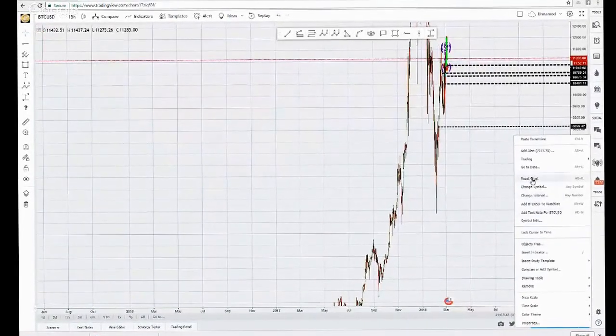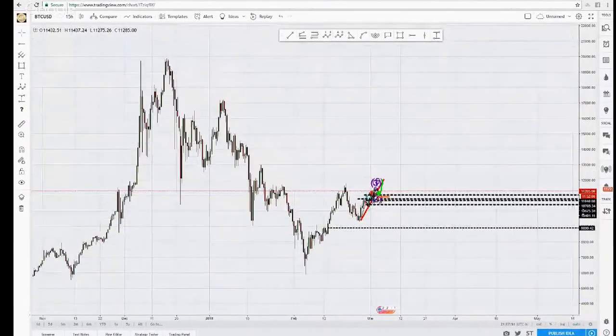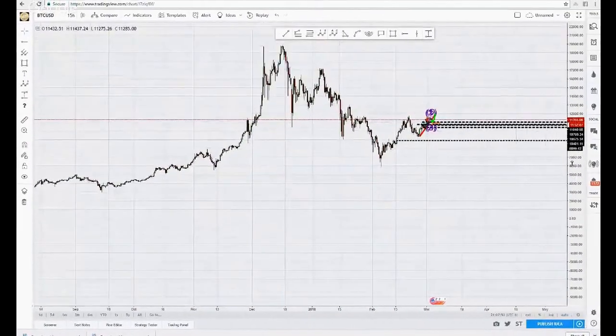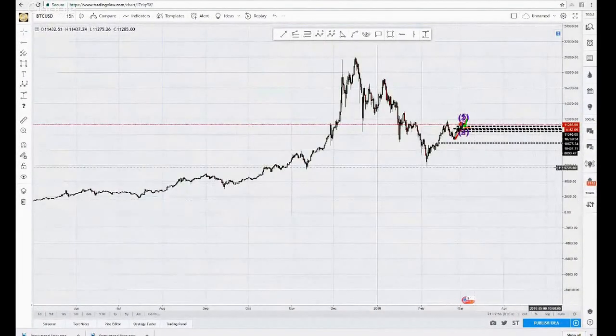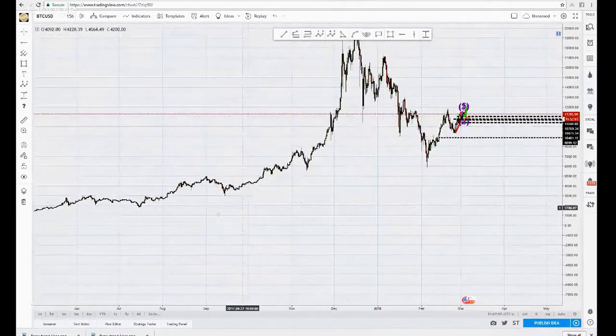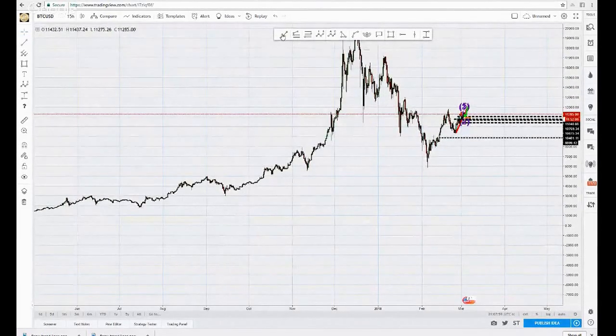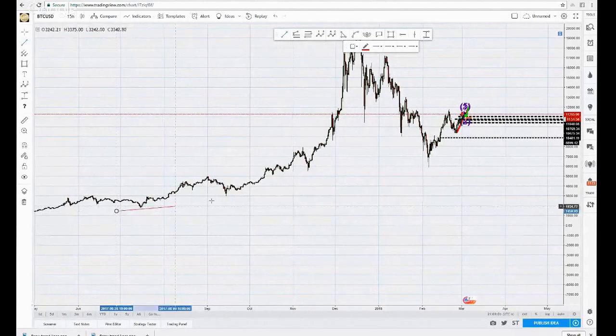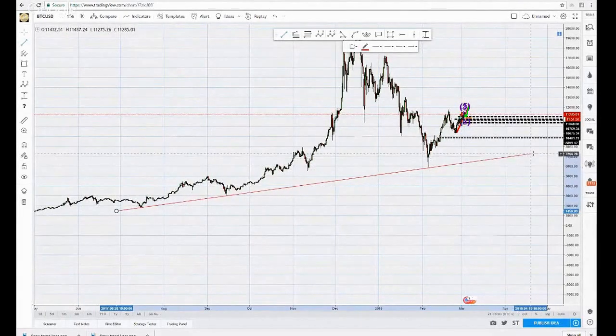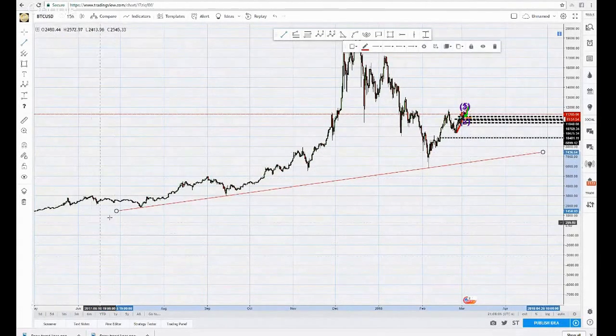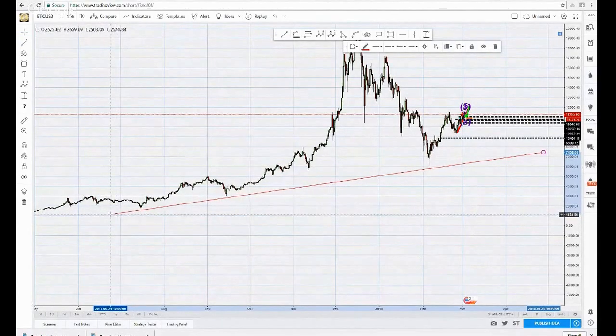I'm going to reset this. Okay, so here we are. Again, we have our major trend line. It should start right here somewhere. This is a different time frame, so it's going to act a little different. So this is our trend line.